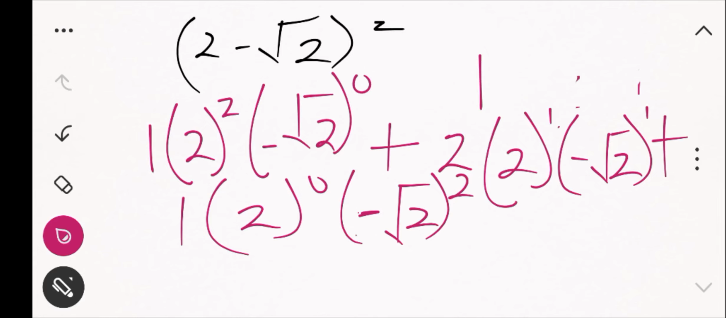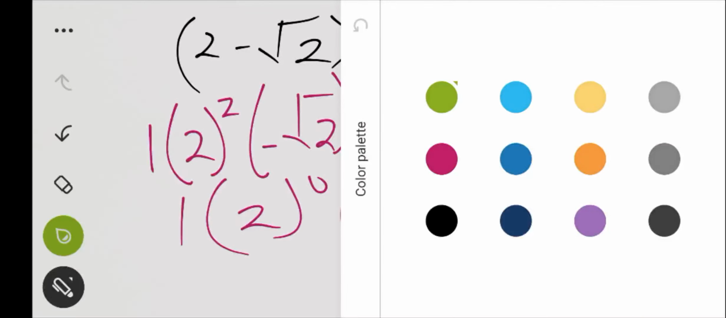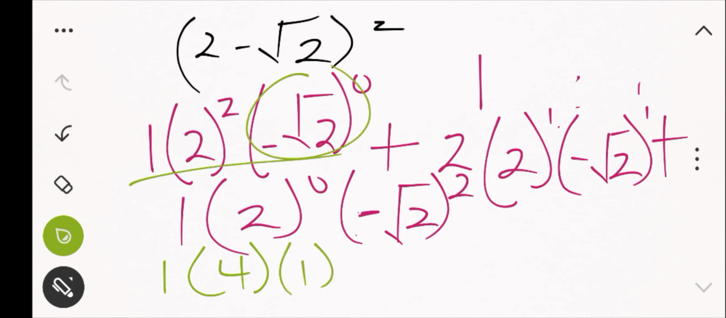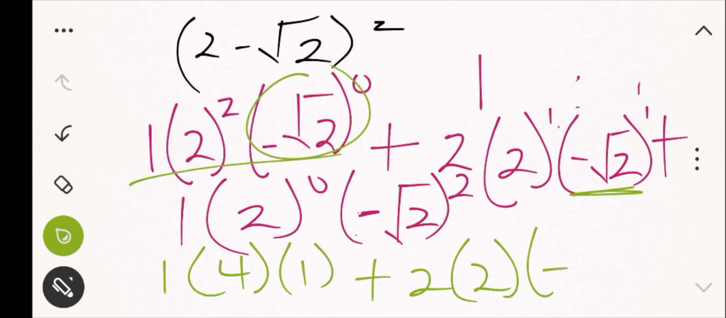Remember, we said that any non-zero number to the power of 0 should give us 1. So in that case, our first term here is going to be 1 times 2 to the power 2, which is 4. Then this whole thing to the power 0 gives us 1. Remember, plus. So we have 2 outside. Then 2 to the power 1 is still 2. But this to the power of 1 is still negative root 2. Right?